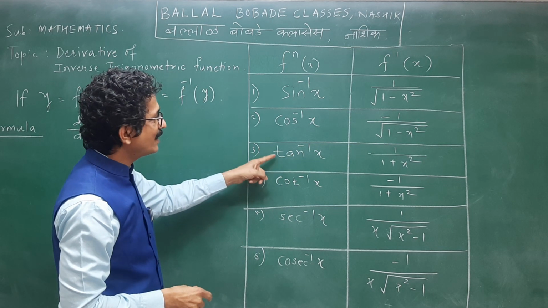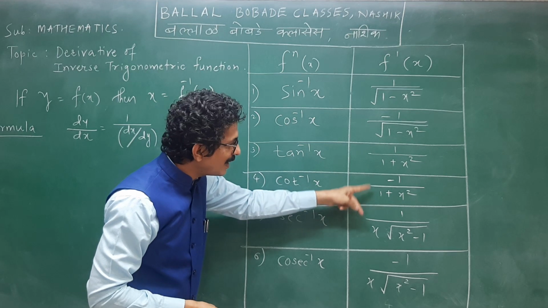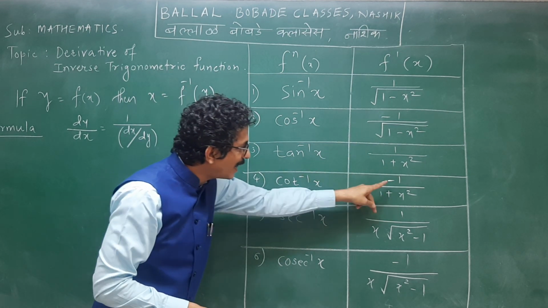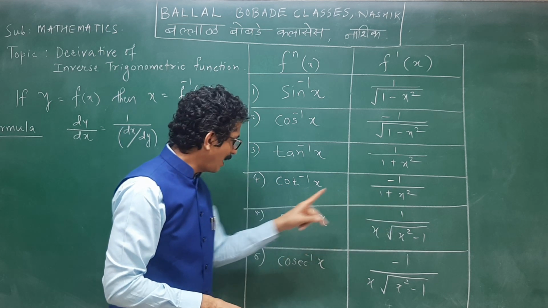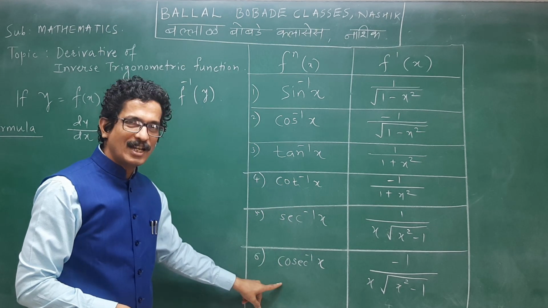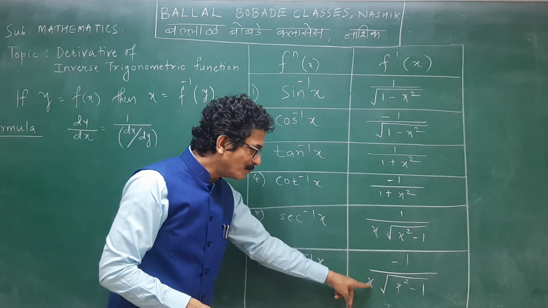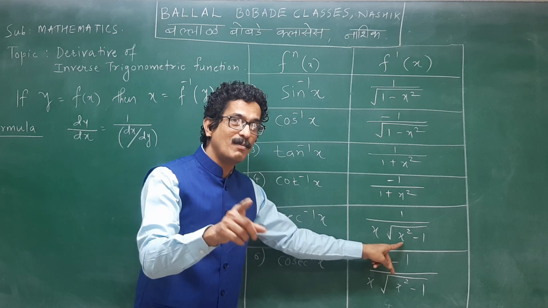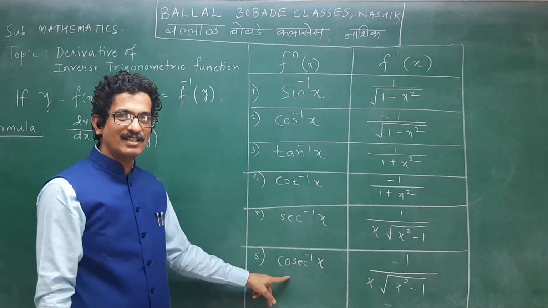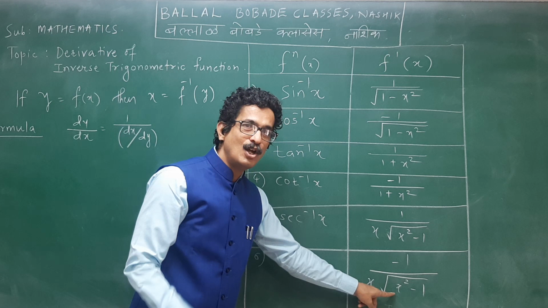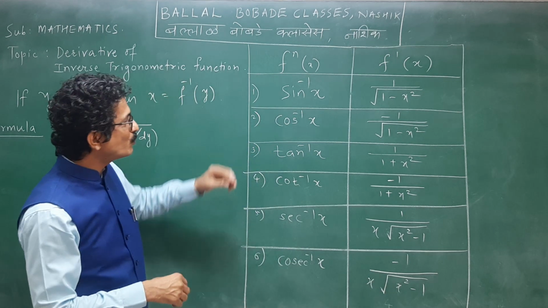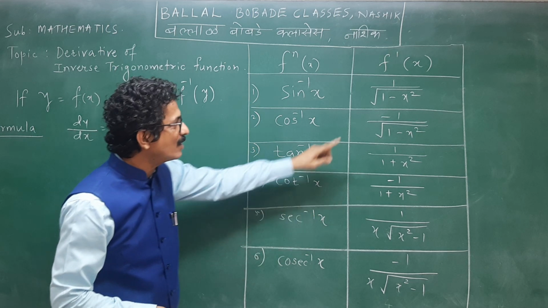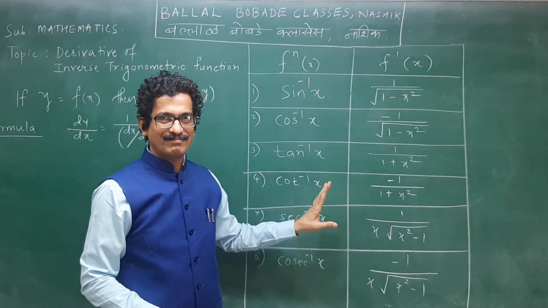Next comes tan inverse and cot inverse. See the similarity between formulae. It is 1 upon 1 plus x square, and for cot inverse again minus 1 upon 1 plus x square. Have a look. For sec inverse x as well as cosec inverse x, you get similar formulae. For sec inverse it is plus 1 upon x root x square minus 1, and for cosec inverse x it is minus 1 upon x root x square minus 1. You should observe that for cos inverse, for cot inverse and for cosec inverse there comes a minus sign.